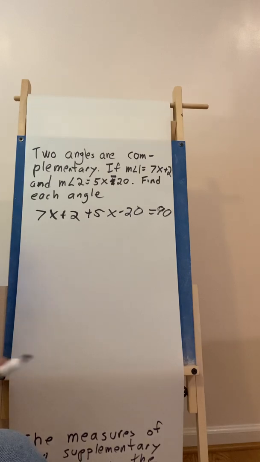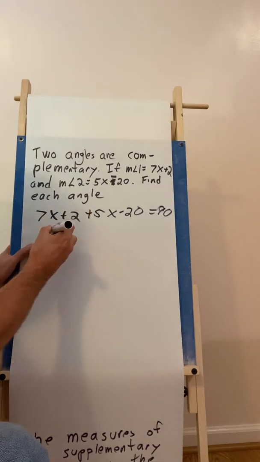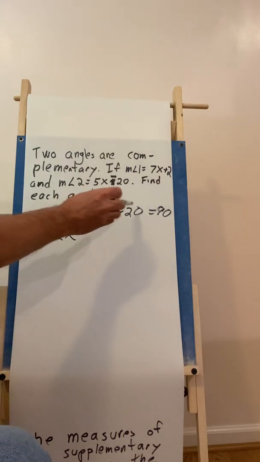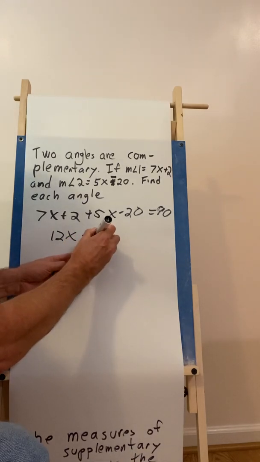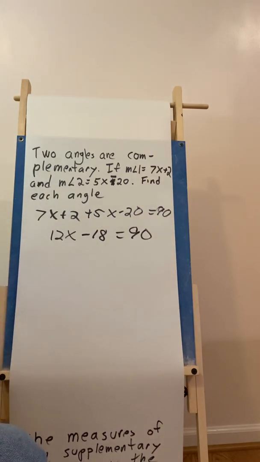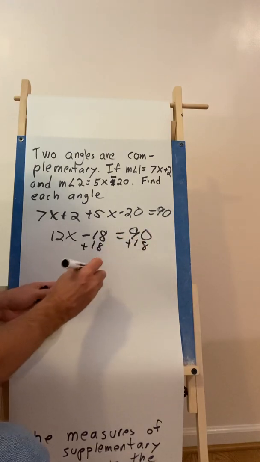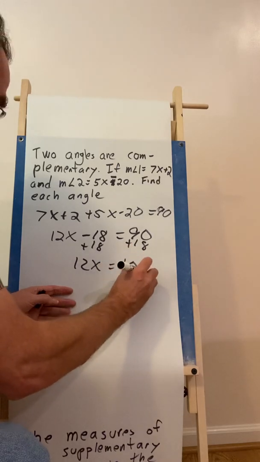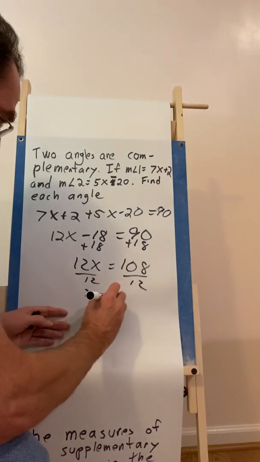How do we solve this? Combine like terms. 7x and 5x is 12x. Plus 2 minus 20, when you combine a plus 2 and a negative 20, you get negative 18. That's combining like terms. Add 18, you get 12x is equal to 108. Divide by 12, and you get x is 9.